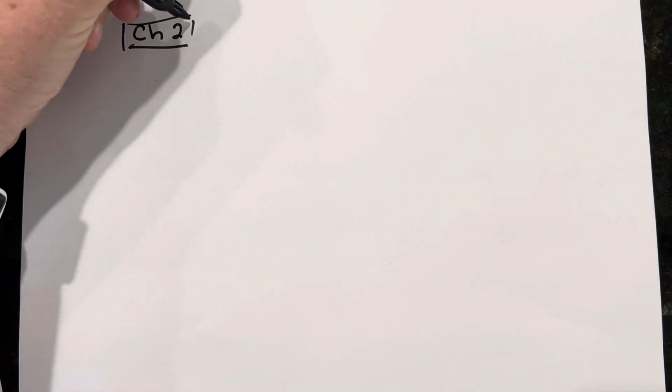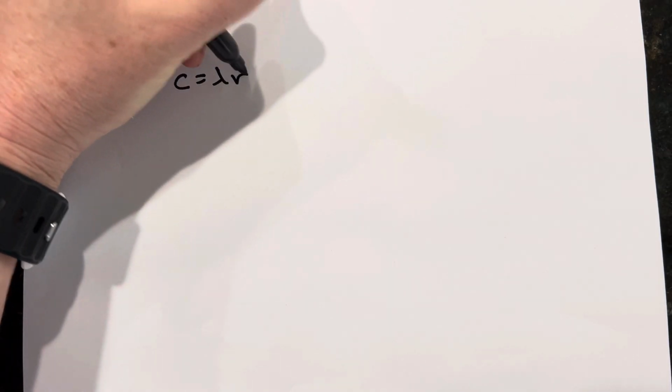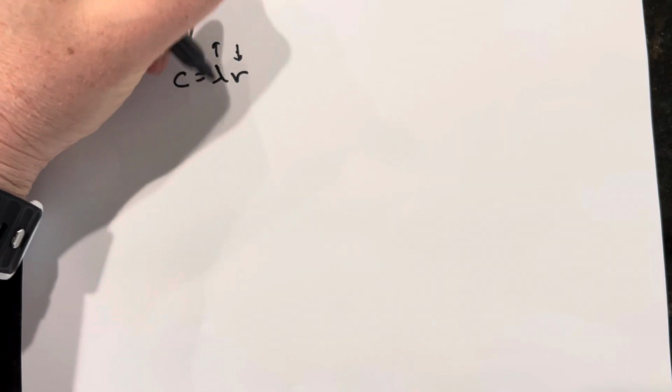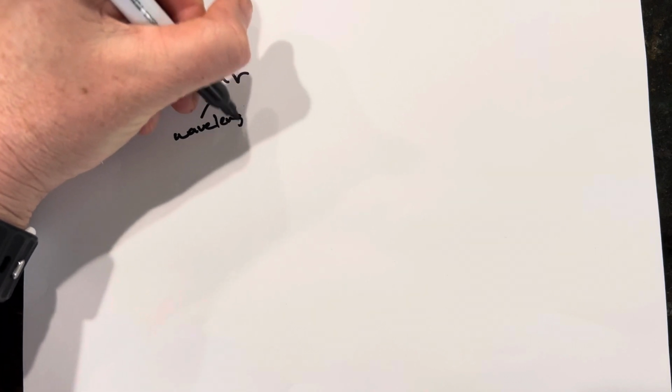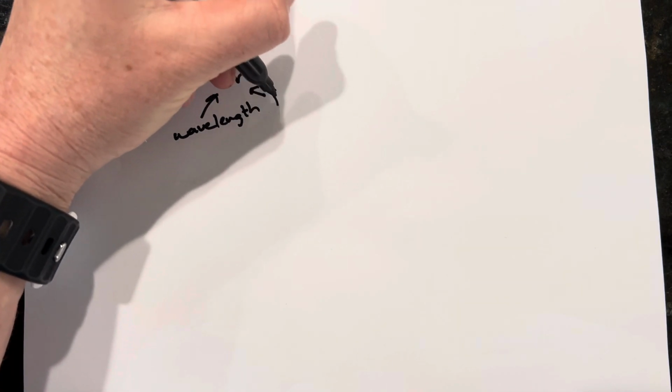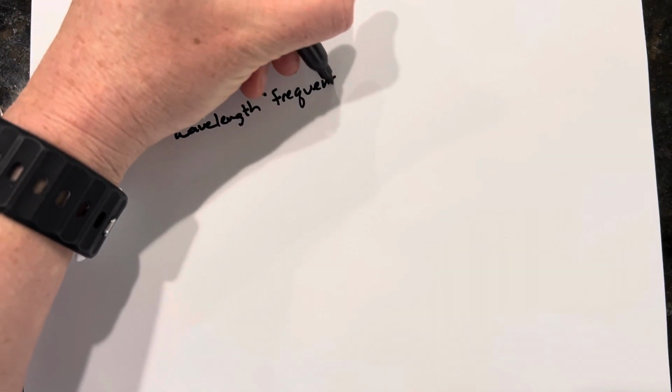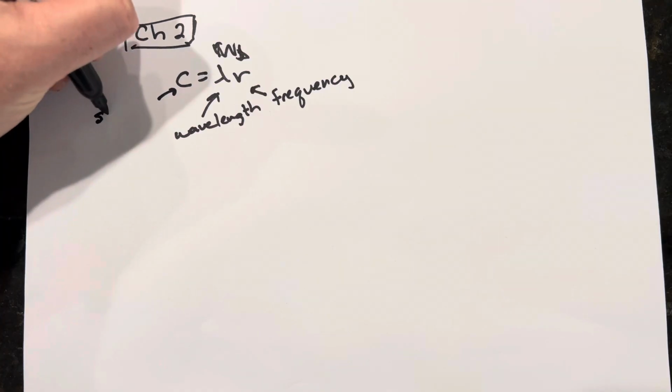All right, crew, so we're on chapter 2 homework, and before I get into it, I kind of want to talk about a few things. So the first is equations. So in class we said that C equals lambda nu, and we said if lambda goes up, C must go down, or nu must go down, and vice versa. If you remember, this one is wavelength, and this is frequency. And we said that this is speed of light.